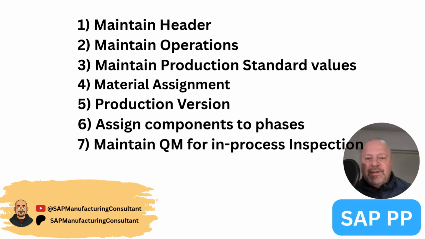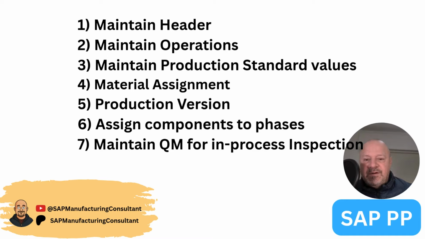We will start maintaining the header of the master recipe, then we will maintain the operations, and then we will maintain the production standard values. The production standard values will be basically the time that will take to perform certain activities, okay, and to produce a base quantity of product. After this process, we will save the master recipe. Okay, probably we'll have this in one video, and then we're going to continue with point four in a second video, part two. The part two will start with the material assignment.